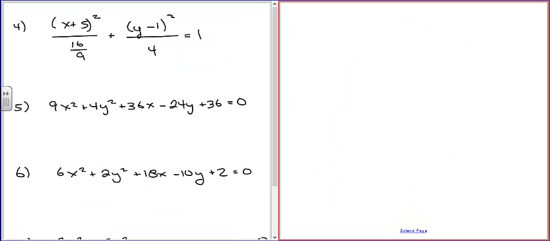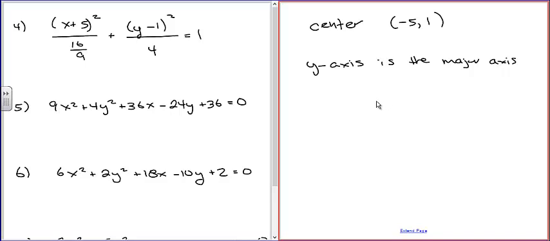Number 4. Again, this is the last one that's already in standard form. So the center is negative 5, comma 1. Which one's bigger here? Y is bigger. So the y-axis is the major axis. So a is equal to 4/3 and b is equal to 2.